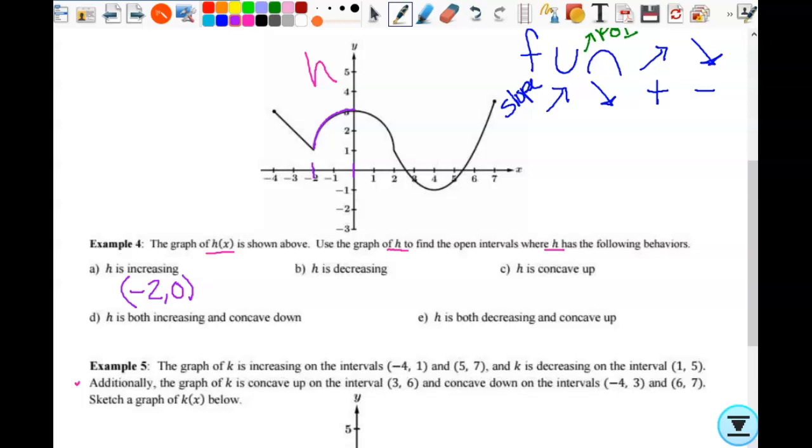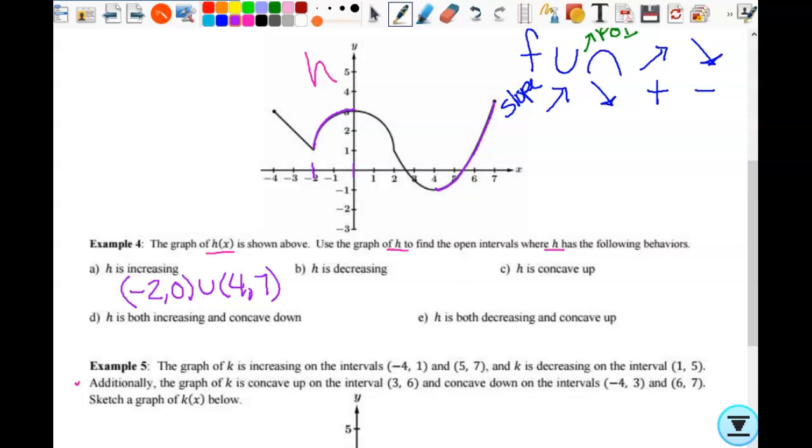Okay. Is that the only place it's increasing? No. So then we start decreasing, right? Something weird happens here, but I'm still decreasing. And then I start increasing here, which goes from 4 to 7. What do I need first? Union, and then 4 to 7. And these are always open, okay? I'm telling you they're always open.